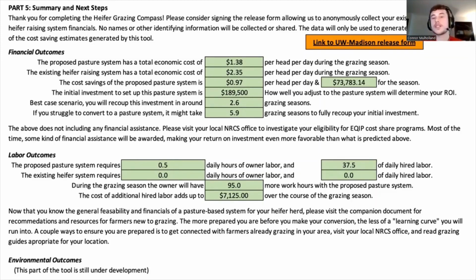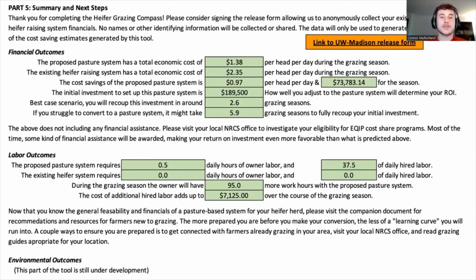And if you really struggle, say it takes you 2 years of bad seasons to really get it down, it would take you about 6 seasons to fully recoup your initial investment. And that's with no financial assistance, nothing like that. We're just talking about the cost savings that we can calculate right now.